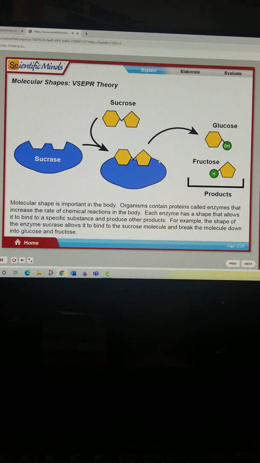Molecular shape is important in the body. Organisms contain proteins called enzymes that increase the rate of chemical reactions in the body. Each enzyme has a shape that allows it to bind to a specific substance and produce other products. For example, the shape of the enzyme sucrase allows it to bind to the sucrose molecule and break the molecule down into glucose and fructose.